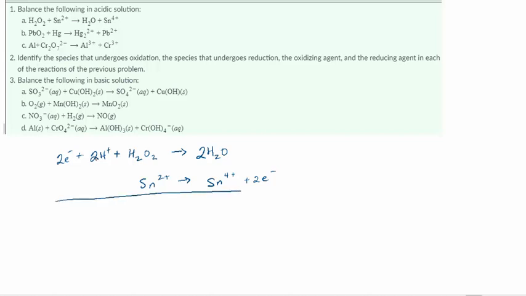Now, I can just add them up. I'm going to leave my electrons off because they are balanced. And my balanced redox reaction would look like this.